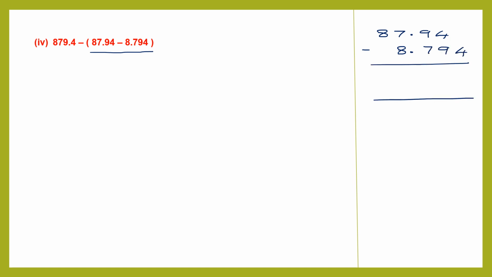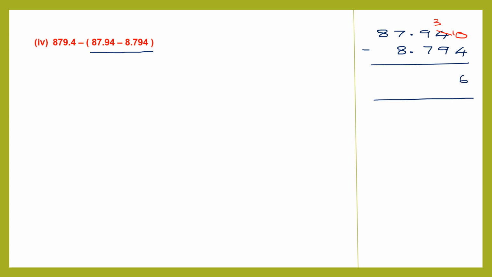Next one. Here also we have 879.4 minus a few numbers within brackets and the operation is subtraction. So first we need to remove our brackets by working out what is within that. So 87.94 minus 8.794. Put it in the right place. So now let's make them like decimals. 0 there. And now let's do 0 minus 4 you can't do. So I'm going to borrow. So this becomes 10. 10 minus 4 is 6.